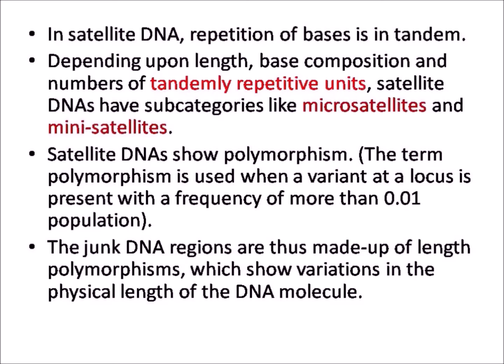In satellite DNA, repetition of bases is in tandem. Depending upon length, base composition and numbers of tandemly repetitive units, satellite DNAs have subcategories like microsatellites and minisatellites. Satellite DNA shows polymorphism. Polymorphism arises due to mutation. The junk DNA regions are thus made up of length polymorphism, that is RFLP, which shows variation in the physical length of the DNA molecule.